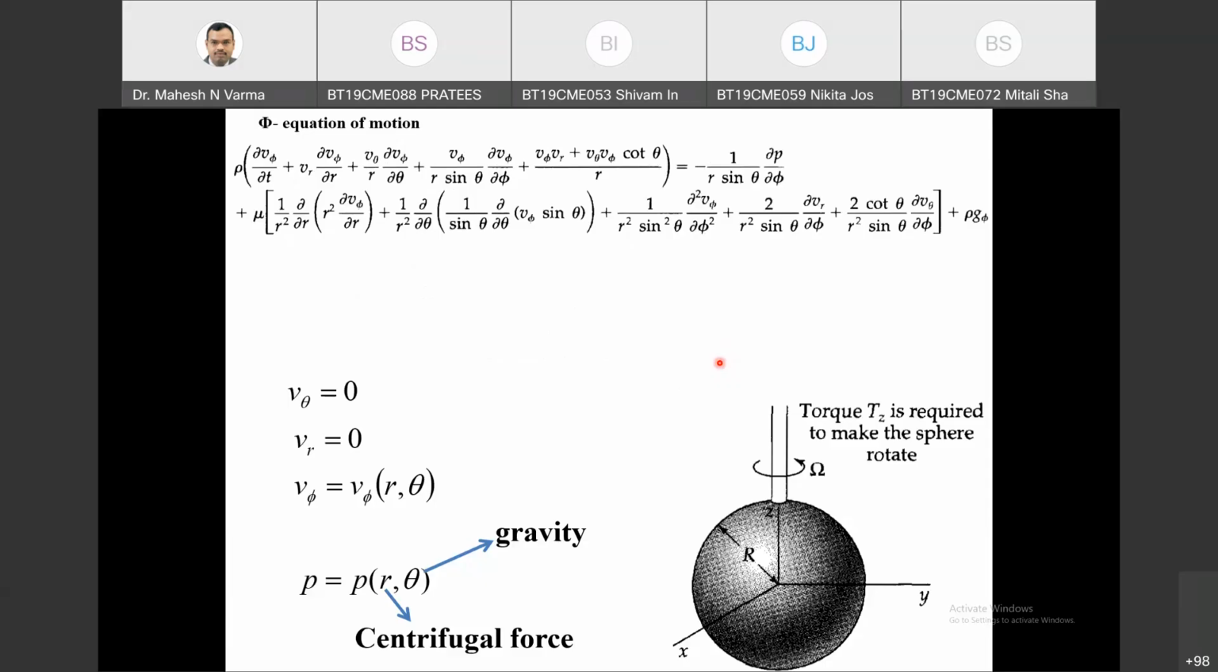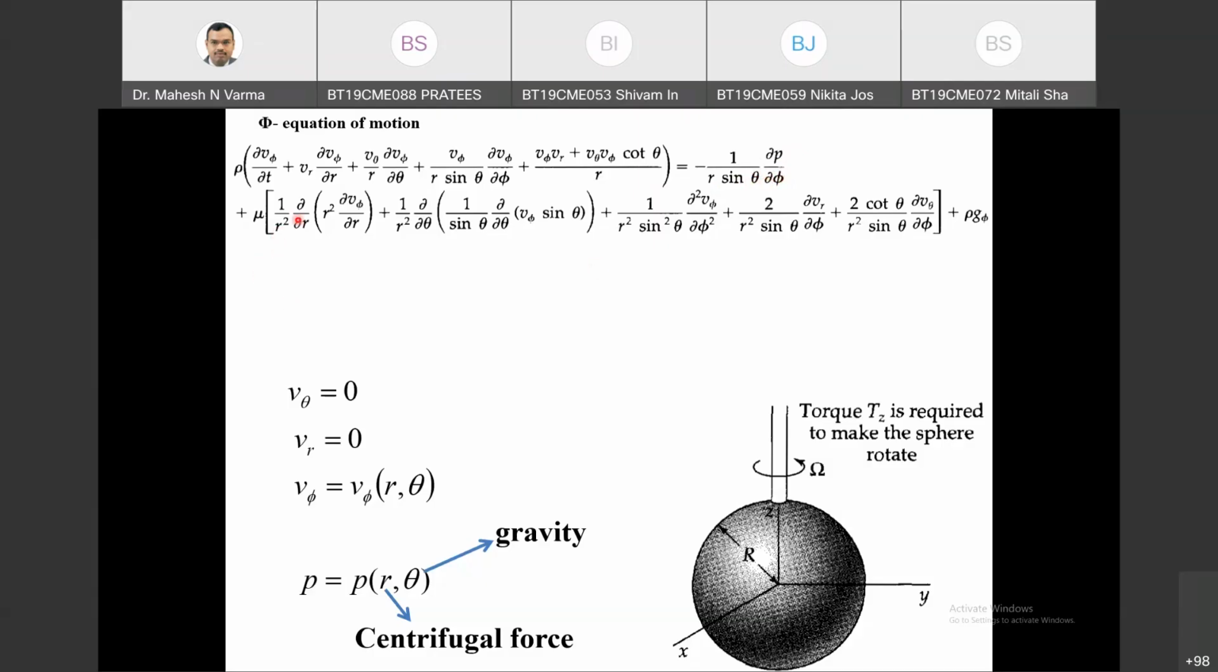Now this is the phi component. This is 0 because of steady state. This is 0 because Vr equals 0. This is 0 because V theta equals 0. This is 0 because V phi is not a function of phi. V phi is a function of R and theta only. And this is 0, Vr equals 0. This is 0, V theta equals 0. This is 0 because pressure is not a function of phi, because the problem is symmetric around phi, and this is 0.